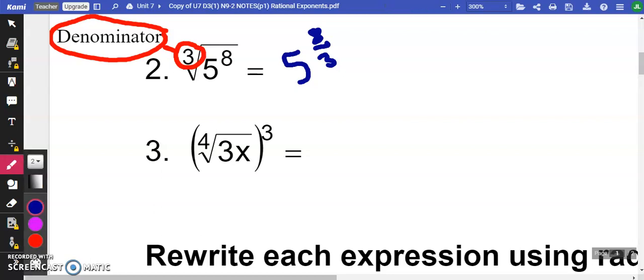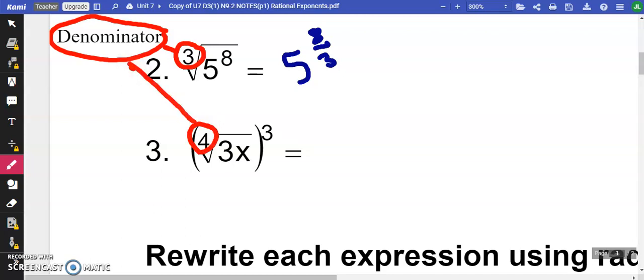Number 3 is going to work basically the same way. So whatever the root is, that goes on the bottom of my fraction. If I see an exponent, that's going to go on top. So I know that I'm going to need a 3/4 power, and then the 3x is just going to stay the same. So the 3x to the 3/4 power is the same as the 4th root of 3x cubed.